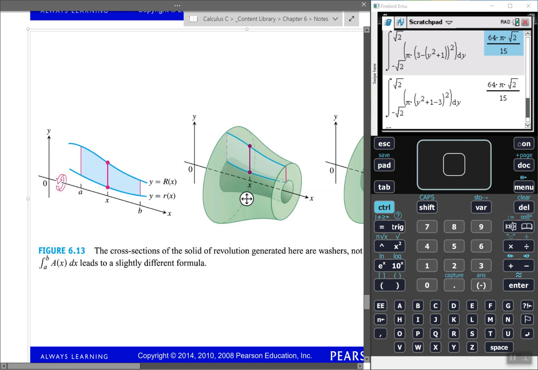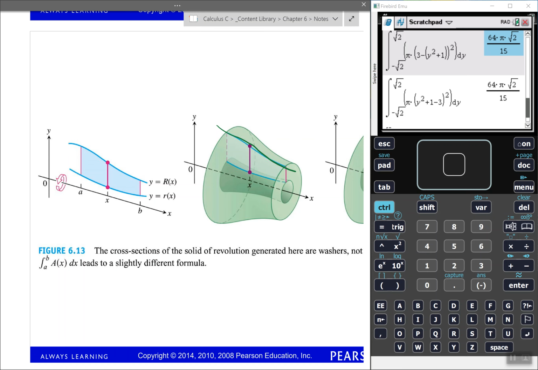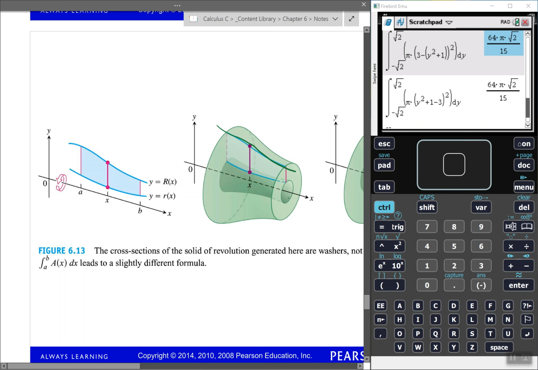Well, when we take this set of functions and we rotate it, we'll end up with this green shape here. So the outside function is this top curve. It makes the outside of the figure. So you can think about this as, I don't know, maybe like a bowl, something that has an opening in the middle. The outside is the capital R of x, and the inside of the function, the solid, is that lowercase r of x.